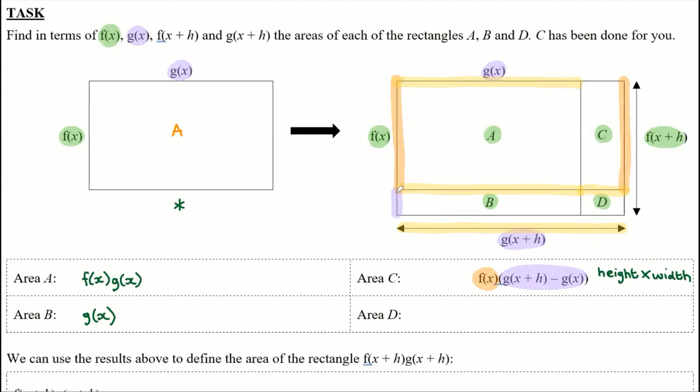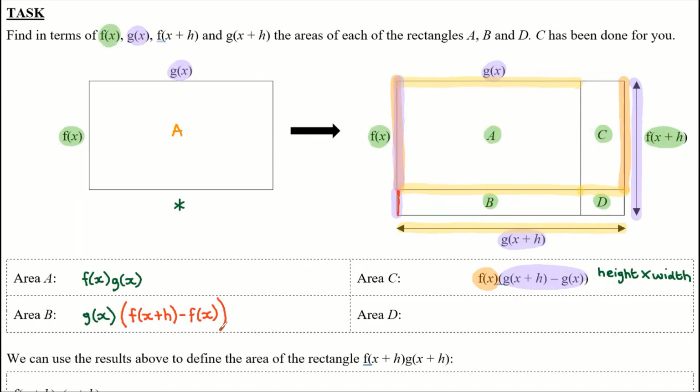Now the height of B is the difference between f of x plus h and the f of x that we've labeled already. So that's going to be the difference of f of x plus h and f of x. So I'm going to write that in. So f of x plus h subtract f of x. Okay, that's the thin distance, the height of the rectangle here. Okay, and what I'll do, just to make that easy, I'll put those in brackets. Okay, so we've done that one.